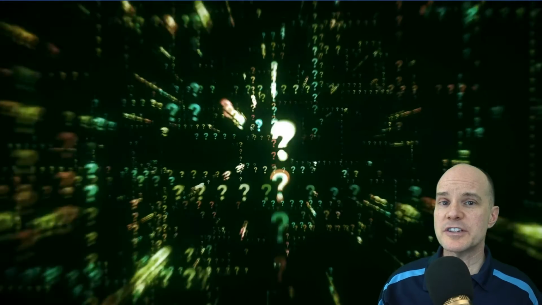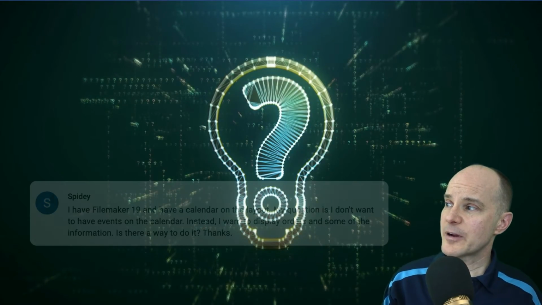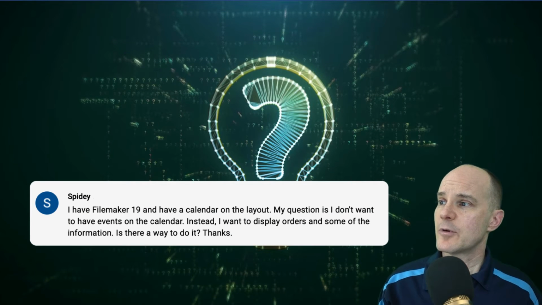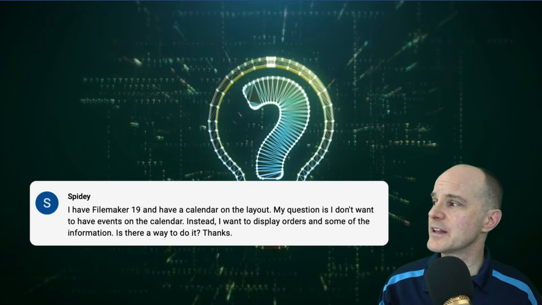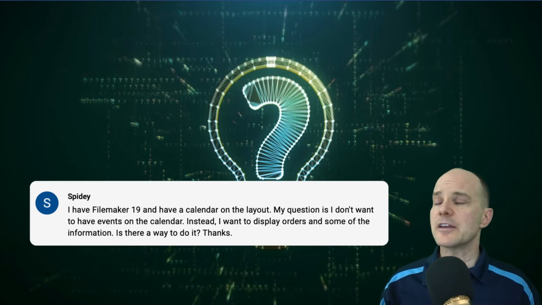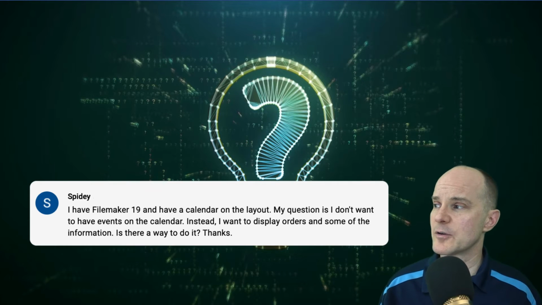So this particular question comes from a subscriber on our YouTube channel. They say, I have FileMaker 19 and I have a calendar on the layout. My question is, I don't want to have events on the calendar. Instead, I want to display orders and some of the information. Is there a way to do it? Thank you, Spidey, for the question. That's largely why we're doing this video, to answer that question.